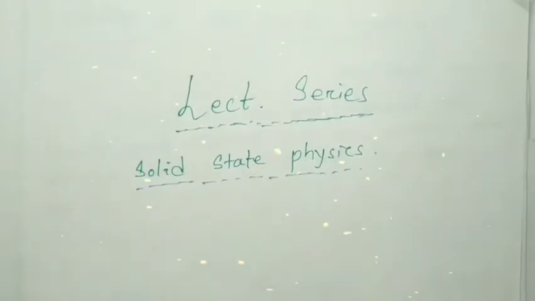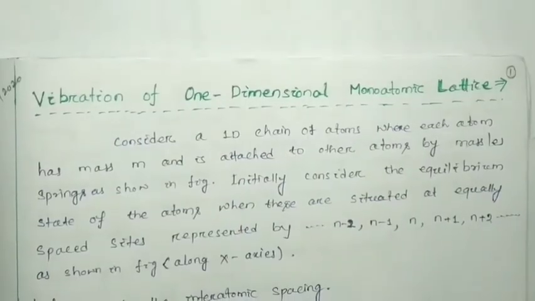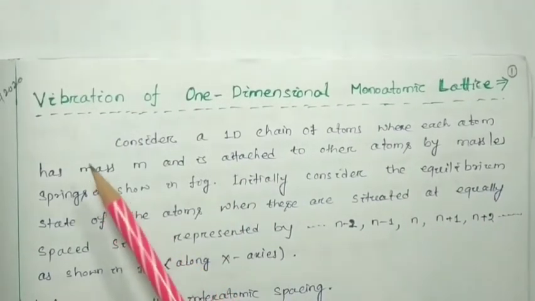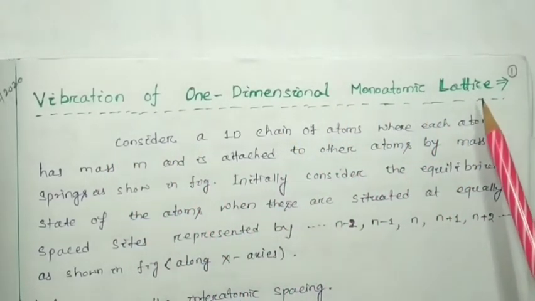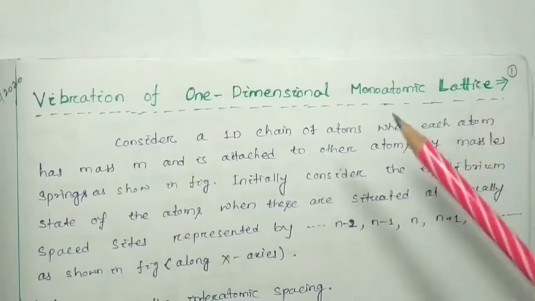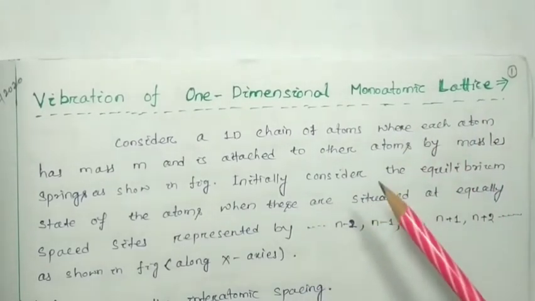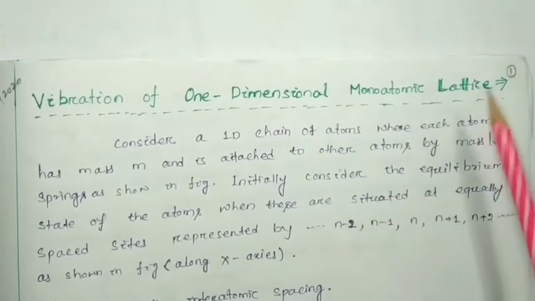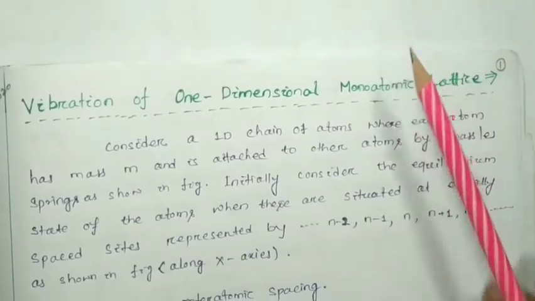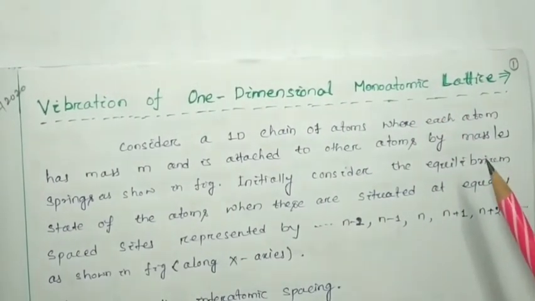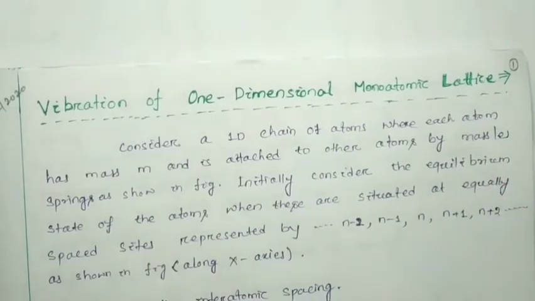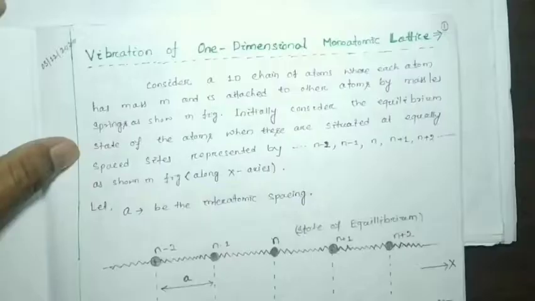In our last class we discussed the vibration of a one-dimensional monoatomic lattice. In that discussion we covered up to the dispersion relation. The rest of the things we have to discuss in today's class.